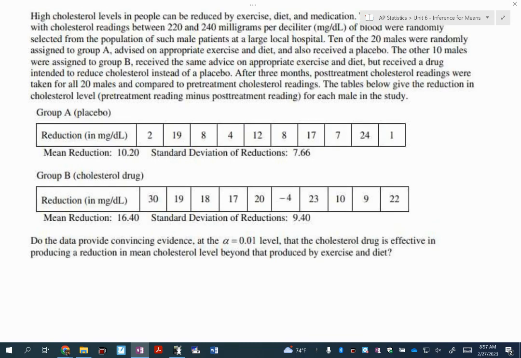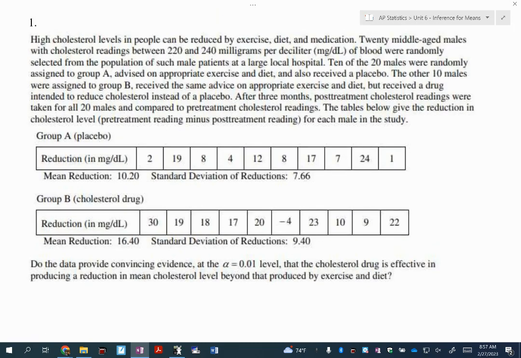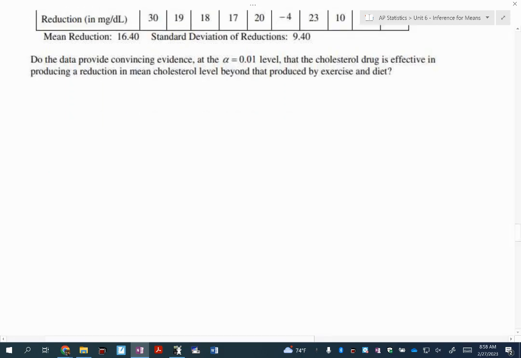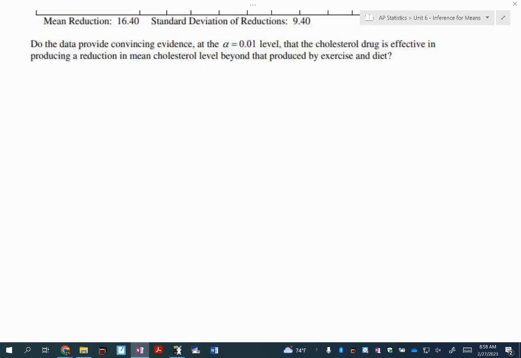My first thought is, because we're talking about means, we're talking about the t model, so I have to decide with these two groups, is there a link between them? It doesn't say that these males are related in any way or that they've been paired in any way. They're just two separate groups. So we're going to say the groups are independent and do a two-sample t-test.